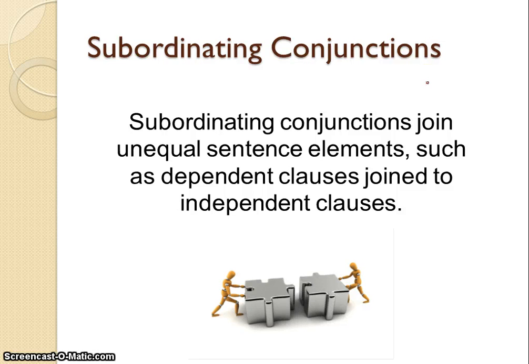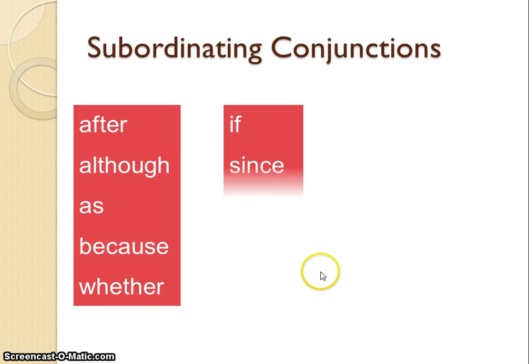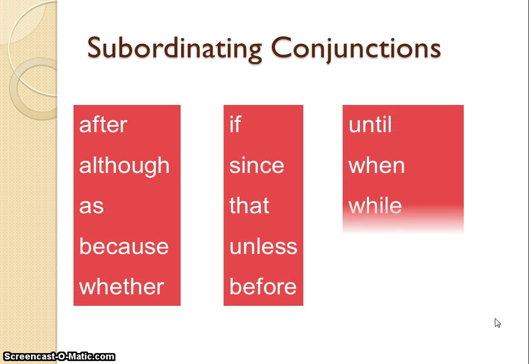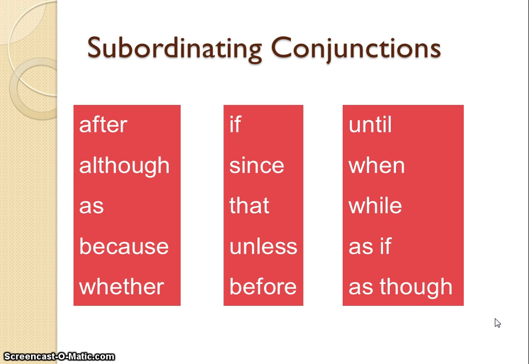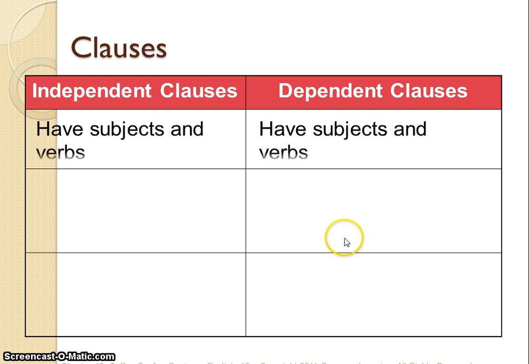So remember before, if we had two independent clauses, we could join them with coordinating conjunctions, but these are ones that are not equal. So we're going to use what are called subordinating conjunctions. And here are some examples of subordinating conjunctions. And these are all listed in your book as well. Okay, here we're going to look at some examples.